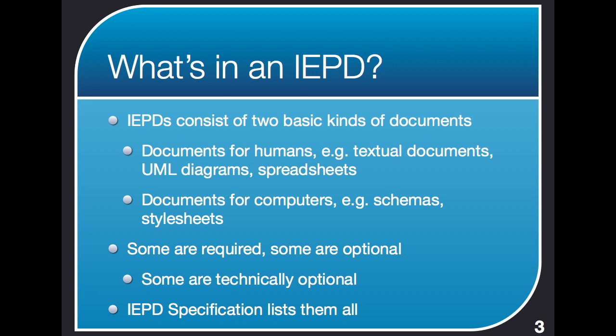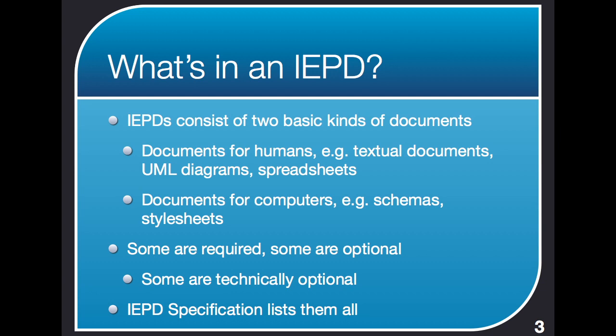If you want to know all the different artifacts, all the different kinds of documents that can go into an IEPD, and which ones are required and which ones are optional, there's an IEPD specification on NIEM.gov that lists them all, and it's a fairly lengthy list of the kind of things you can put in an IEPD. But also an important point is that it's not a limiting list.